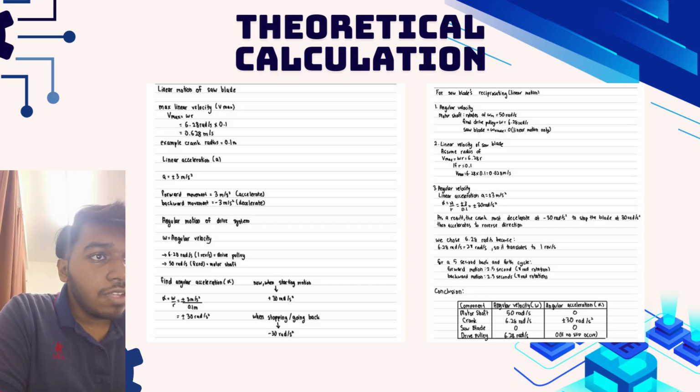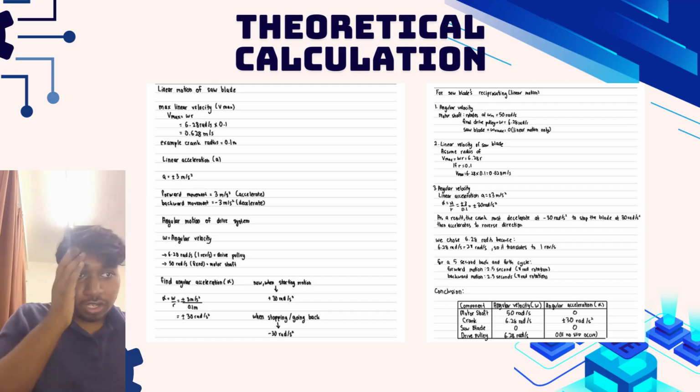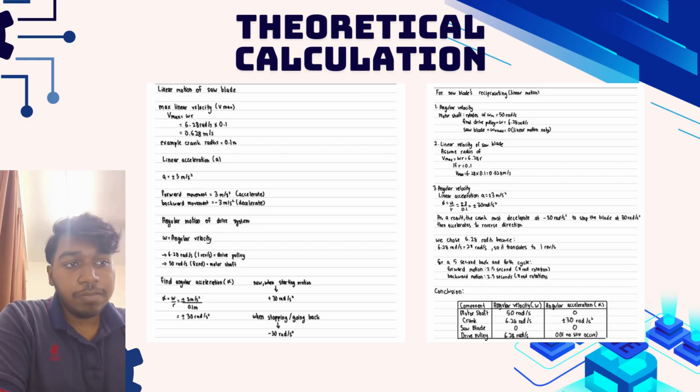After that, as a conclusion, we put the table there with all the values. The components are the motor shaft, crank, saw blade and drive pulley, with their angular velocity and angular acceleration. As you can see, all our values are simplified right there. 50 radian per second is the angular velocity of the motor shaft. The angular acceleration of the motor shaft is 0.